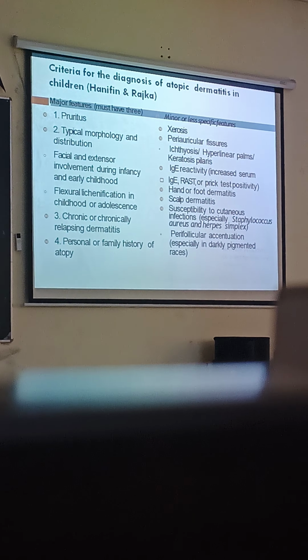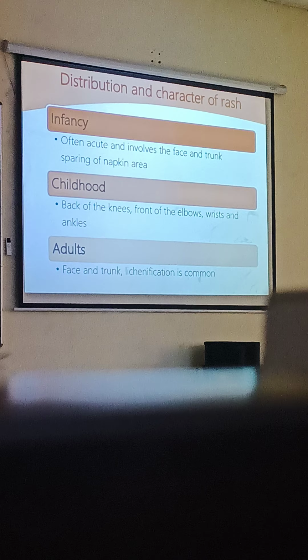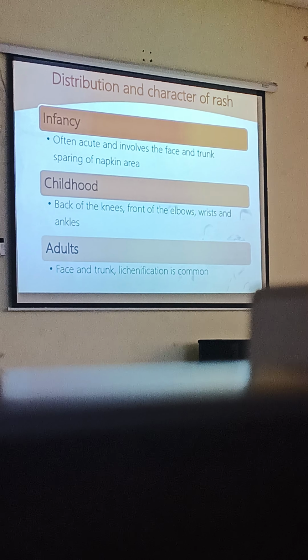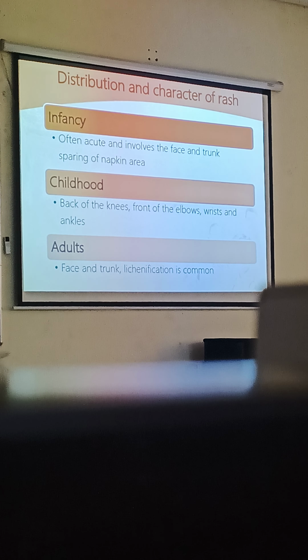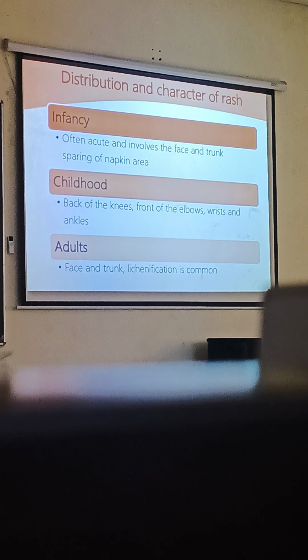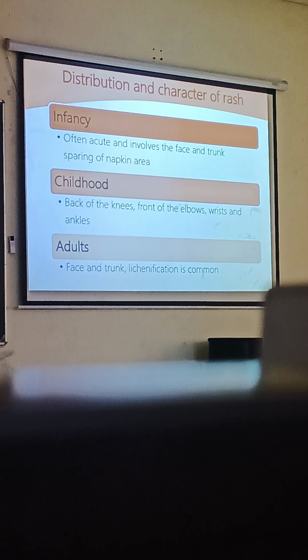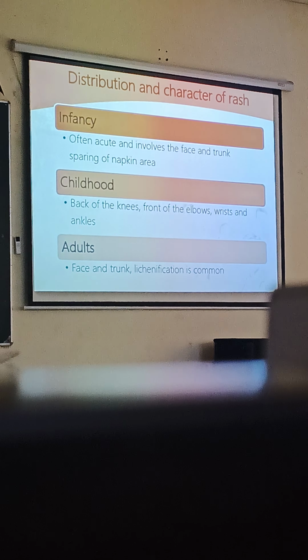Then perifollicular accentuation, especially in the dark and pigmented races, like Indians. Now, distribution and character of rash. There are three phases. Phase of infancy, which mainly occurs between birth to 2 years. Okay. And it is acute and involves face and trunk, sparing the napkin area. In infants, napkin area is also spared, and in face, perioral area is also spared. Only the cheeks are involved, basically.